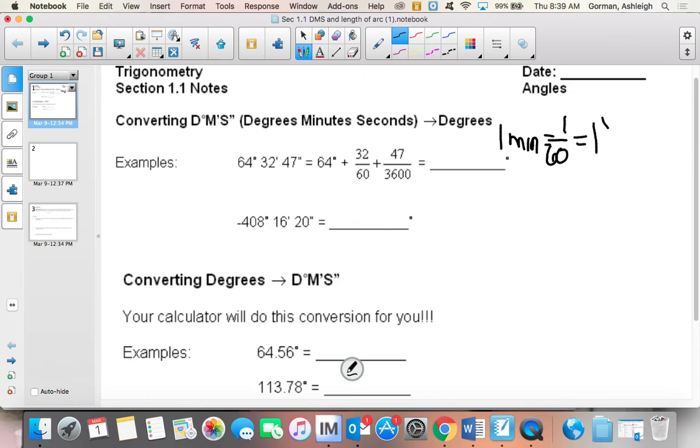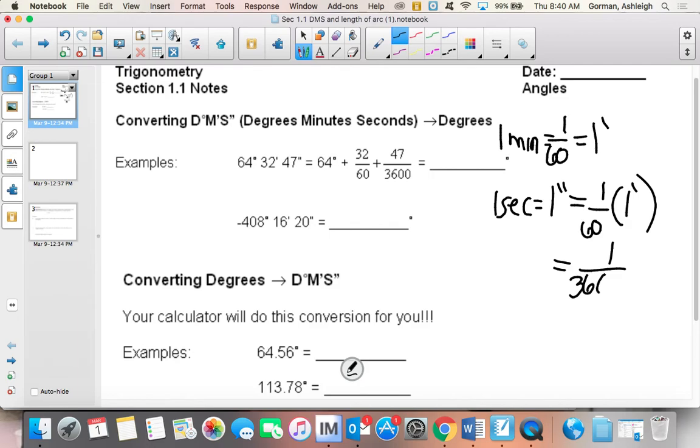means. For seconds, if I have quote unquote 47 seconds here, well, 1 second, I write that as 1 double prime, kind of like the inches in a sense. And I know that there are 60 seconds in 1 minute. So here, to get seconds, I'm going to take 1/60th of 1 minute, or 1 prime. Another way you can think about it is there are 3,600 seconds in an hour. So I also can say 1 second is the same thing as 1/3,600.